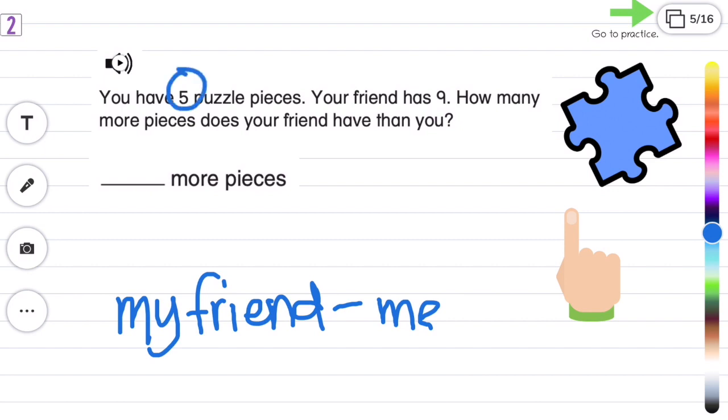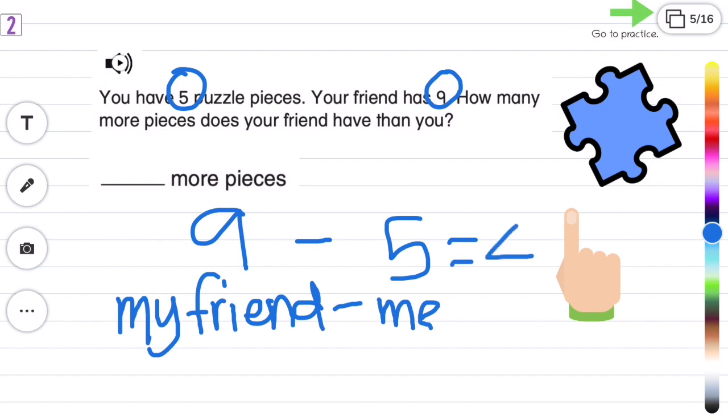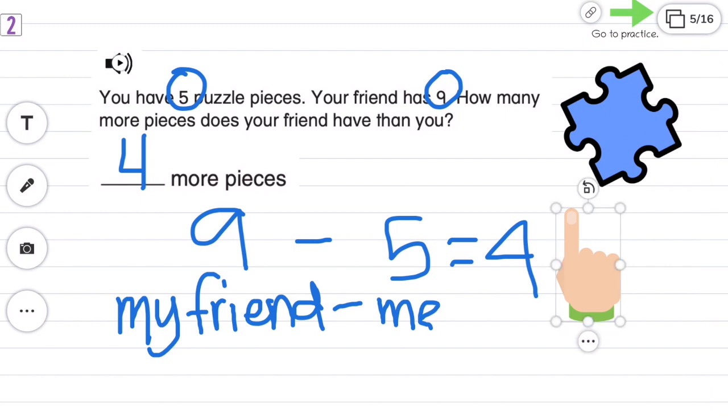So I have 5, so I can put my 5 right here. And my friend has 9, so I'm going to put a 9 right here. So 9 minus 5, that is equal to 4. So my friend has 4 more pieces than I do. And then you will click the link to go to the next page.